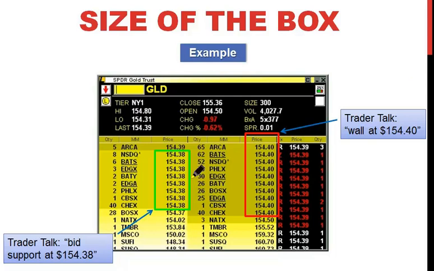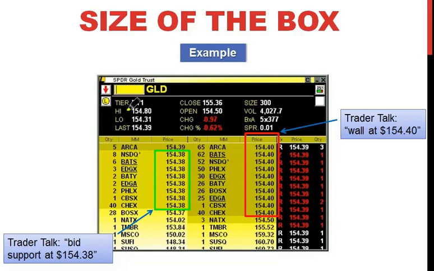Over here, you'd say, okay, there's the size of the box right here at 154.38. You can see a bunch of market makers lined up here, so you can see clearly, and this color, not the best. I would never use these colors. This is from Lightspeed, who is my broker, and they have different formats.